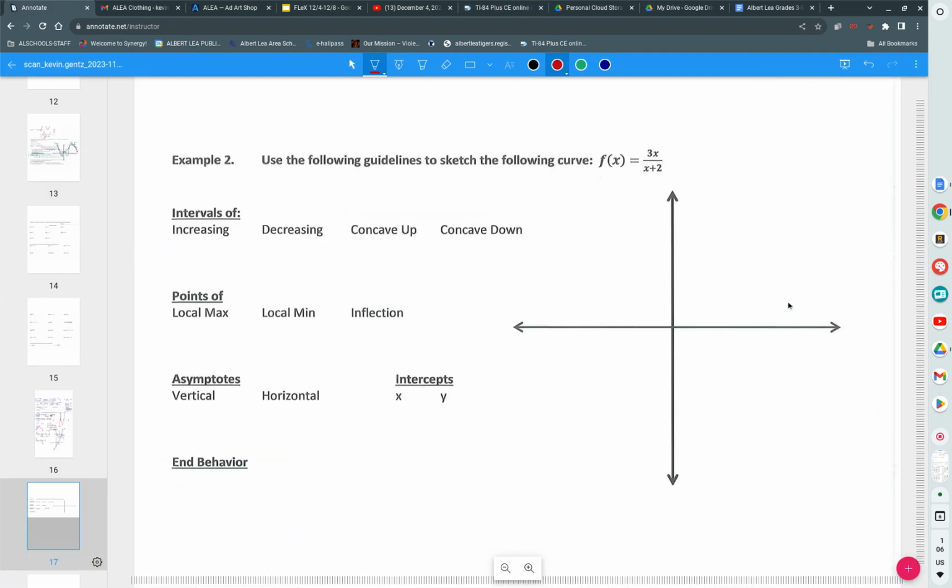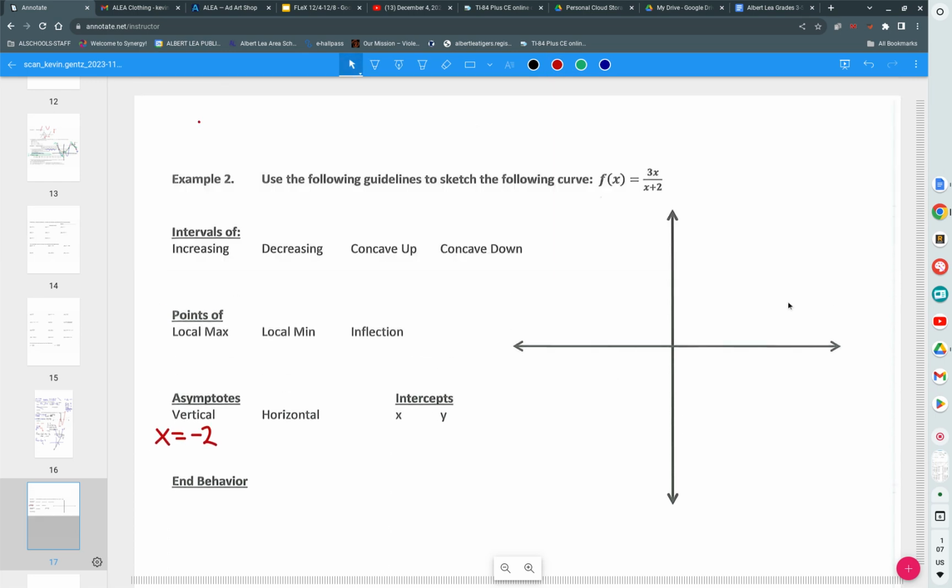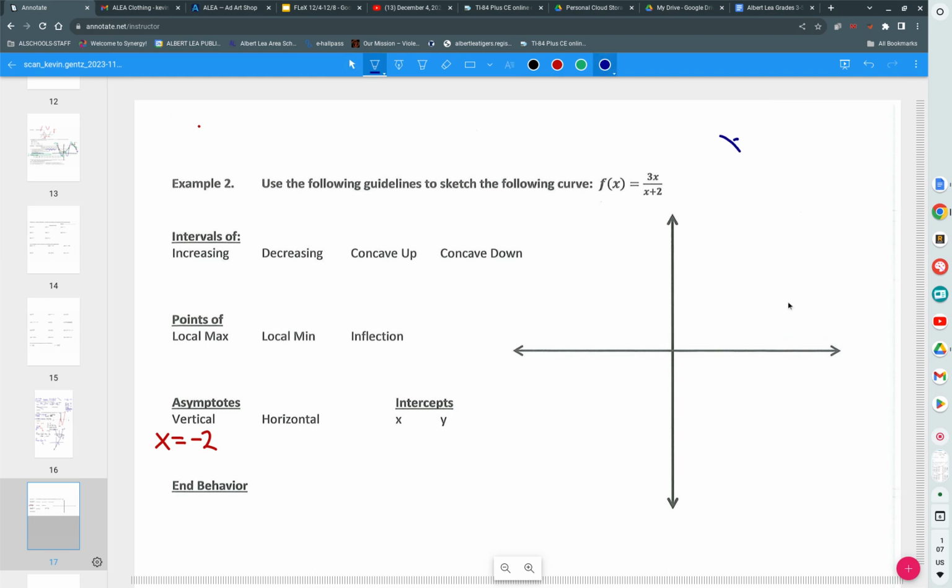Flip it over. What's different about this one? -2. Yeah. Very good. So Hannah sees right away that there will be a vertical asymptote at x is equal to -2. How do you know whether it's vertical or horizontal? If it's undefined at x equals -2, and that is a vertical line.